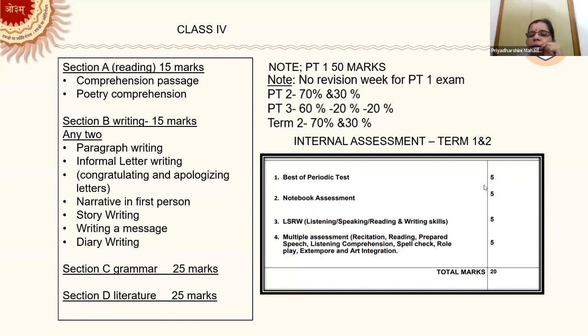And we will add those marks here. And also his notebook assessment for 5 marks, LSRW for 5, and multiple assessment 5 marks. So total put together, 20 marks. So 80 plus 20 for 100 is used to calculate and give the marks in the report card. This is for class 4.